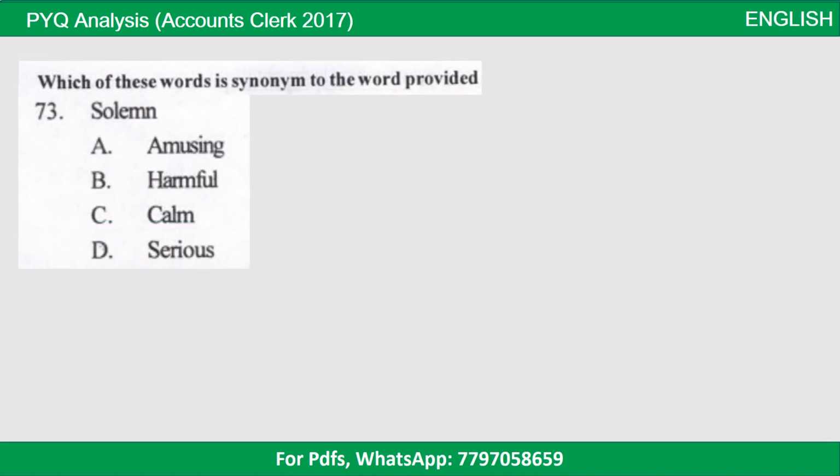Okay, so the next question is, which of these words is synonym to the word provided? The word is solemn, and the options are A, amusing, B is harmful, C is calm, and D is serious. So solemn is whether it's a person or anything that is very serious. So here the option would be option D, that is serious.